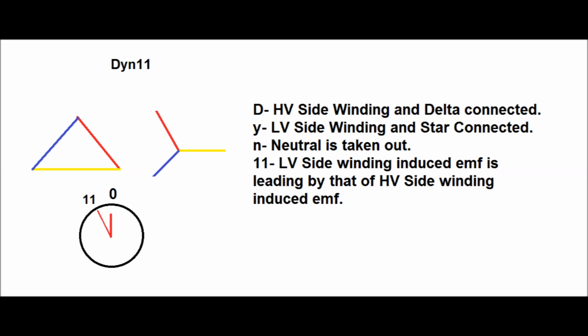If the hour needle of the clock represents the HV side winding induced EMF, and the minute needle represents the LV side winding induced EMF, then in clock position the HV side winding induced EMF remains at 0 o'clock or 12 o'clock, and the LV side winding induced EMF remains at 11 o'clock, and that is why it is called Dyn11.